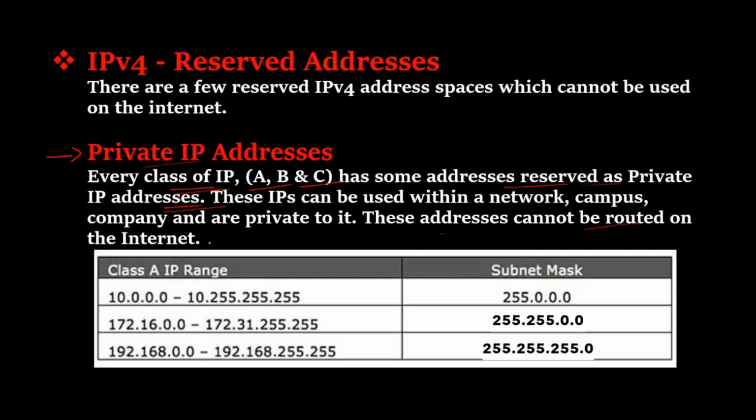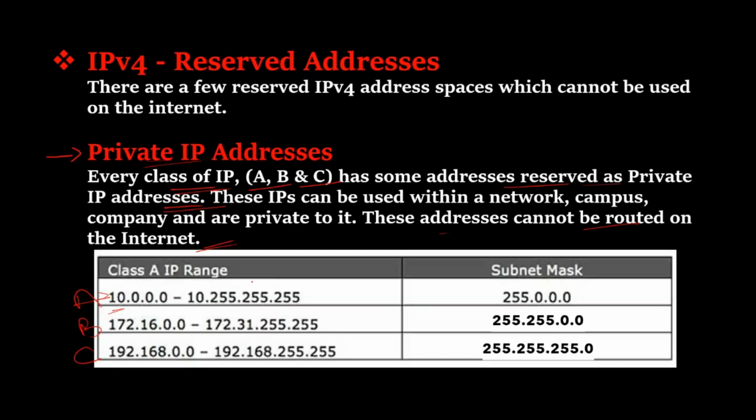So this address cannot be routed on the internet. If you try to route this type of IP address on the internet, you can't. So the range is, if you will see here, in class A, B, and C. In class A, we have this range 10.0.0.0 to 10.255.255.255. That means the whole network of 10.